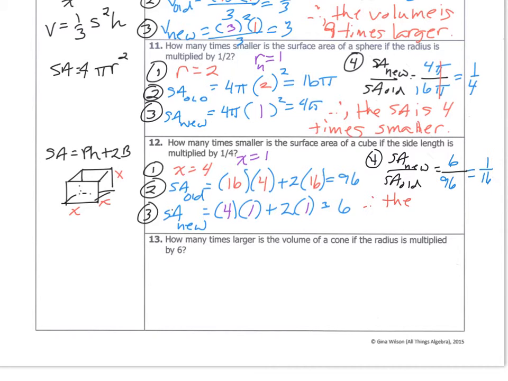So therefore, the cube surface area will be 16 times smaller.